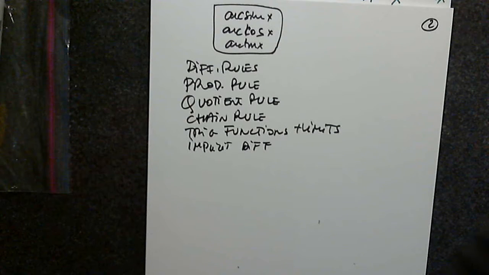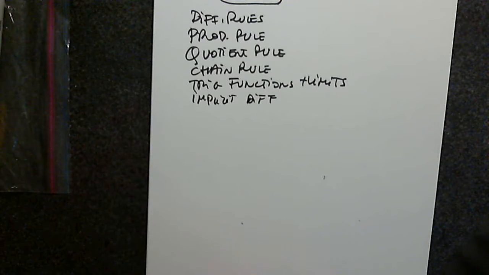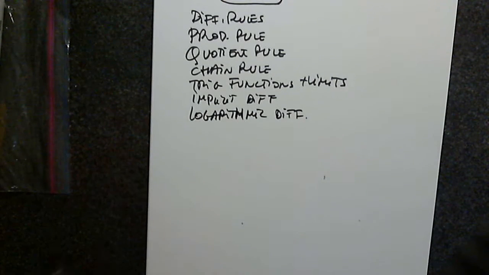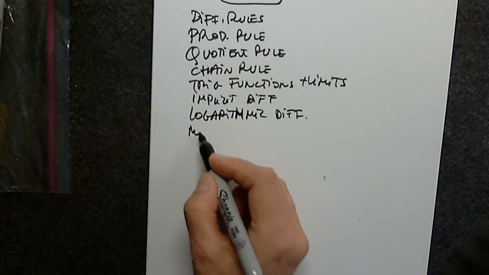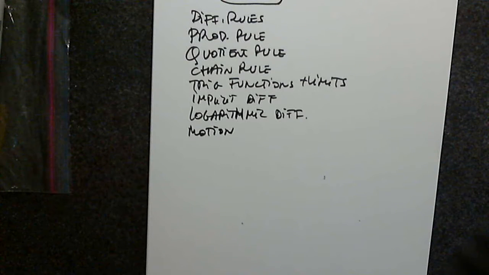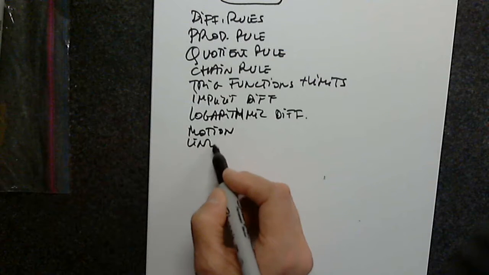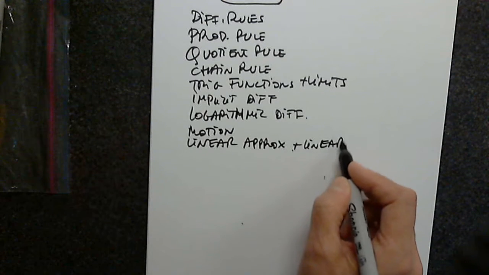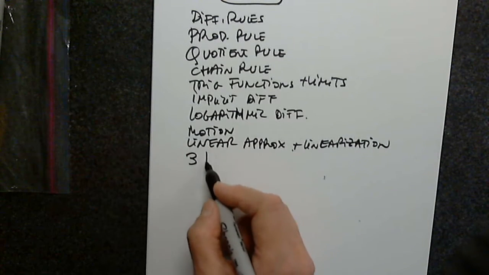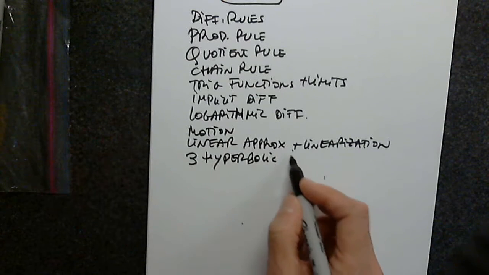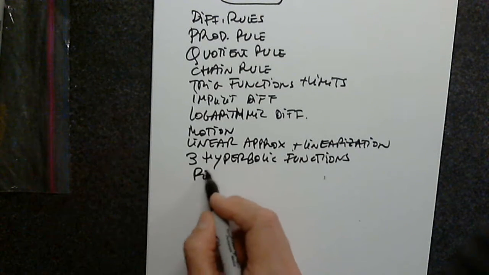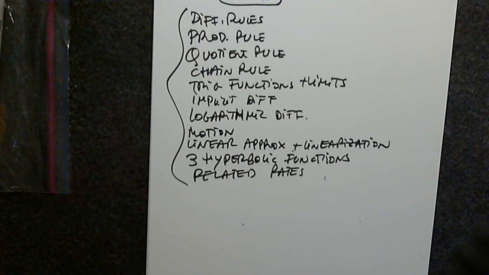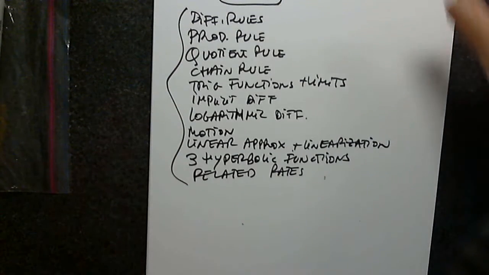okay, that's 3.6. Applying logarithmic differentiation. Motion, you know, the particle, etc., etc. Linear approximations and linearization. And hyperbolic functions. Of course, related rates. That's it. So look at these topics and see if we need anything else.